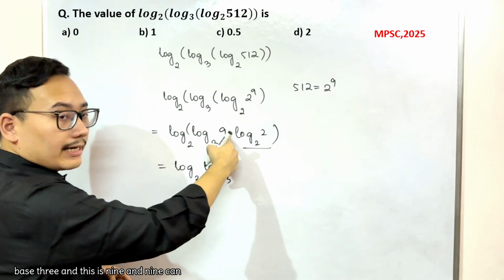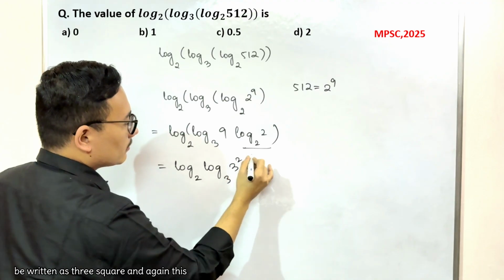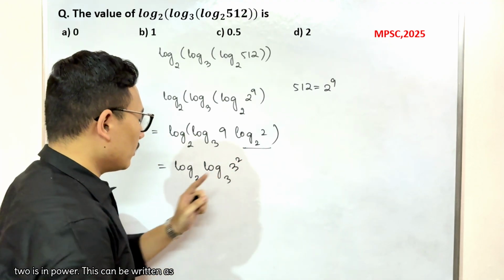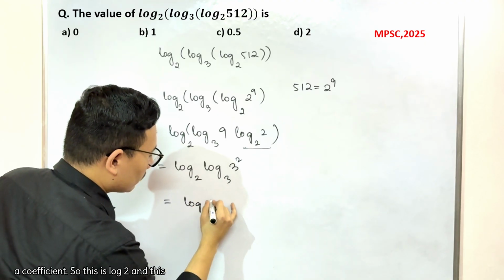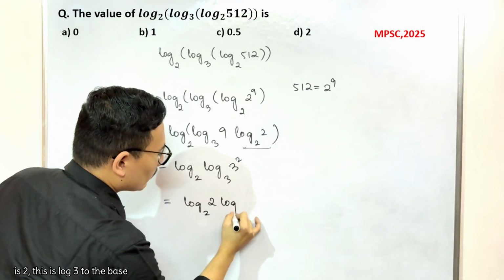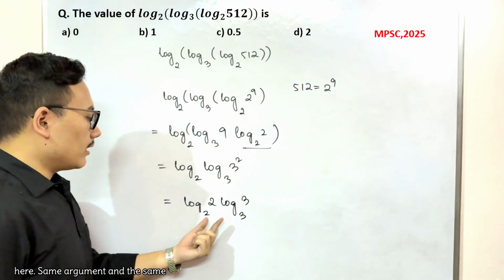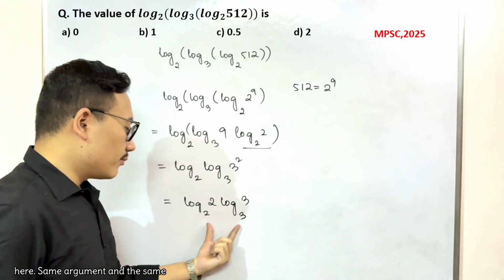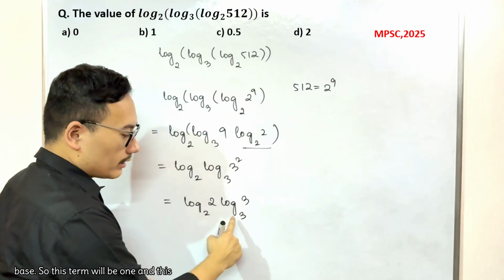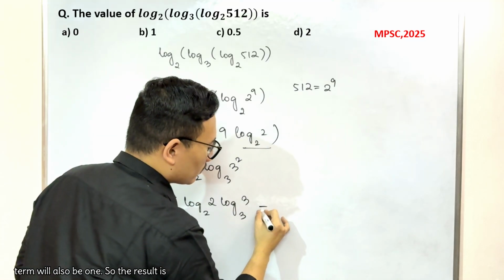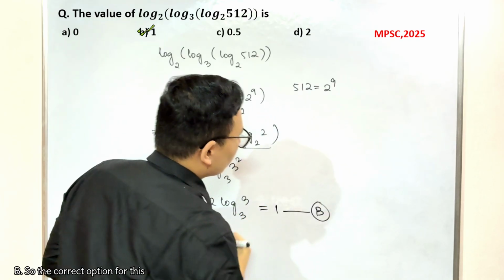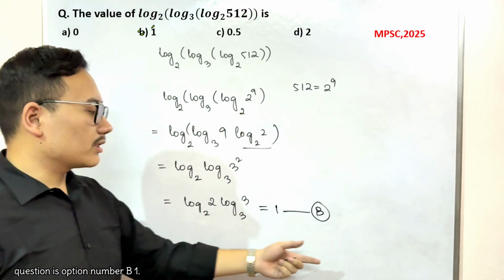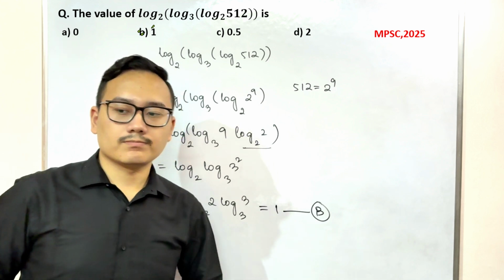And this is 9, and 9 can be written as 3 squared. And again, this 2 is in power. This can be written as a coefficient. So this is log 2 and this is 2. This is log 3 to the base 3. Here, same argument and the same base. So this term will be 1 and this term will also be 1. So the result is 1. So 1 is in option number B. So the correct option for this question is option number B, 1.